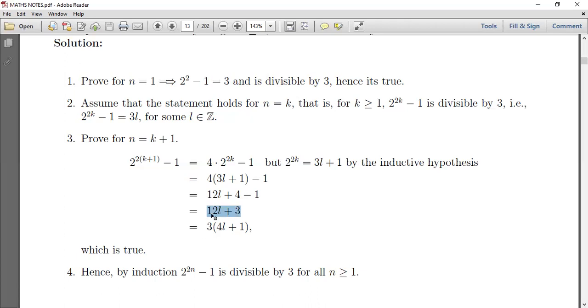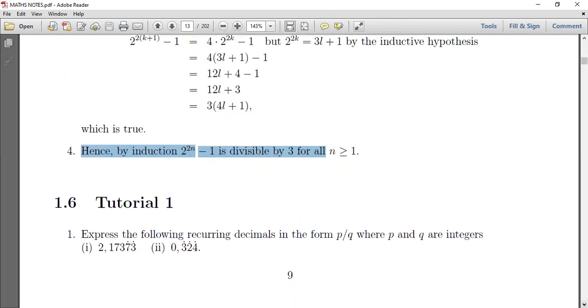Remember, this is equal to our left-hand side, this whole thing. Since 3 can get into 12, it means I can factor out 3 there. And then if I factor out 3, I'm left with 4L. Since I'm able to factor out 3, it means this thing is divisible by 3, because if I divide by 3, the 3s will cancel. And remember, L is an integer. So it is true. Then by induction, it shows that 2 to the power 2n minus 1 is divisible by 3 for any n being an element of integers.